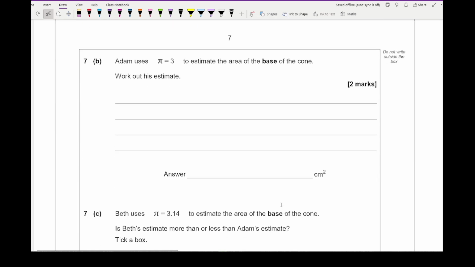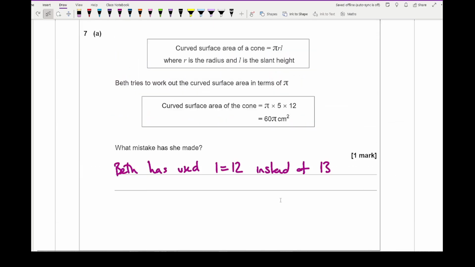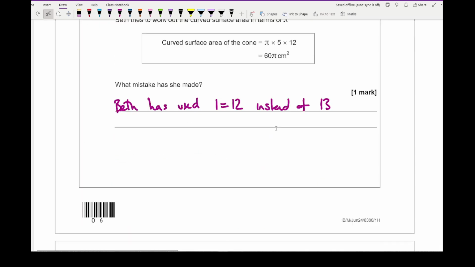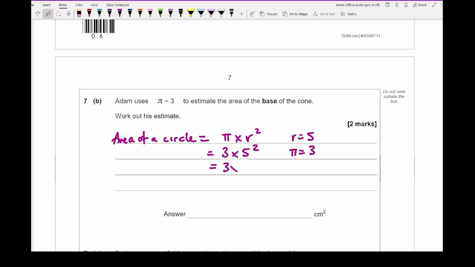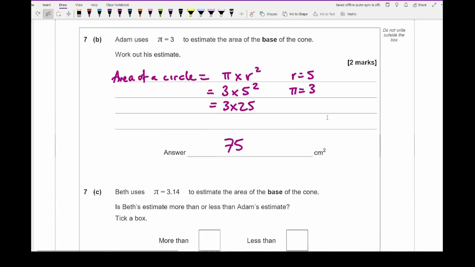It then says for question 7b, Adam uses pi equals 3 to estimate the area of the base of the cone. Work out his estimate. Well, the base area is a circle, and the area of a circle is pi times r squared. Now r is equal to 5, and what Adam has used is pi equals 3, so that's going to be 3 times 5 squared, which equals 3 times 25, which gives me an estimate value of 75.